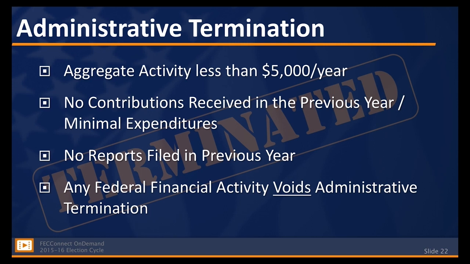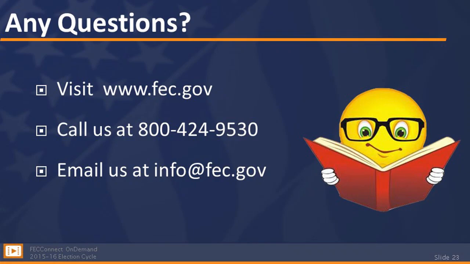If the FEC plans to administratively terminate your committee, we'll notify you first. At that point, your treasurer will have 30 days to object to the termination. Also, if the committee conducts any financial activity in connection with a federal election, then the administrative termination will be voided. Keep in mind that administrative termination does not relieve a committee of any legal responsibility for payment of any outstanding debts or obligations.